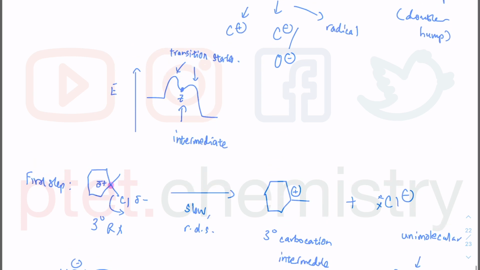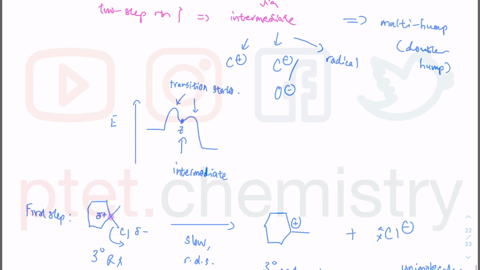Anyway, this is the intermediate for this particular reaction. So it has a plus charge. It's not a delta plus. Delta plus would mean partial charges. This is a full carbocation intermediate. So altogether, you can summarize what I've just told you. Option D is definitely the correct option there.